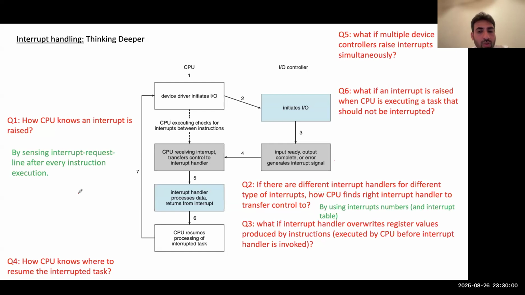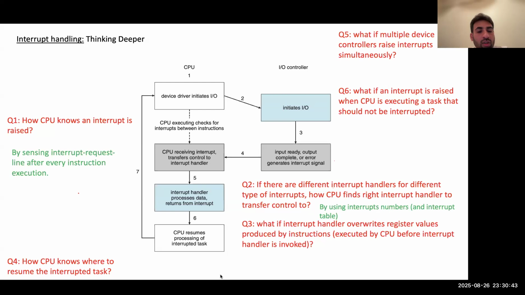Okay, so question 3: what if the interrupt handler overrides register values produced by an instruction executed by the CPU? Just as I explained earlier in the example, how can we handle that situation? One answer: the ISR should push register values to the stack. Yeah, that is correct. Remember in the example we said, what if an ISR sets a equal to 0? So a is just a representation of a register, right?